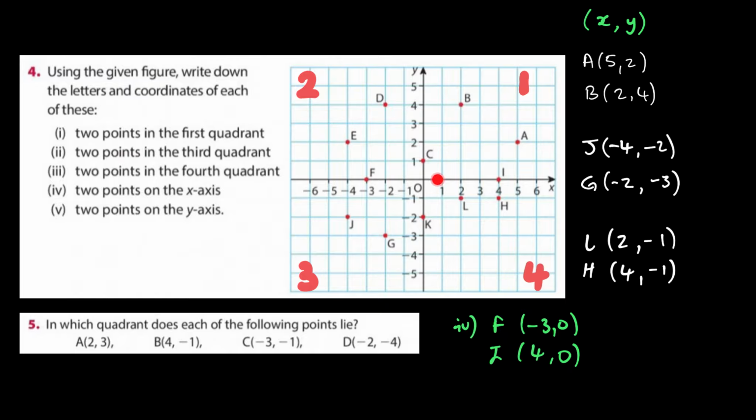Because if you think about it, you're coming across 4, but you're not going up or down, so it's going to be 0. And the last one there is question 5.